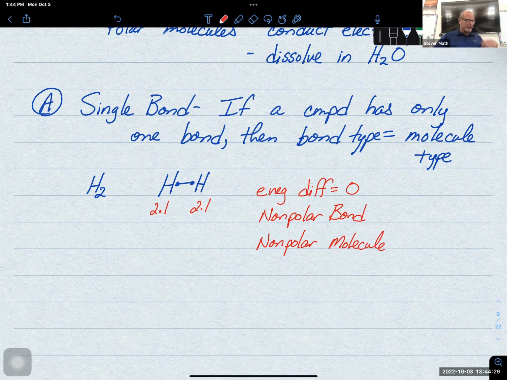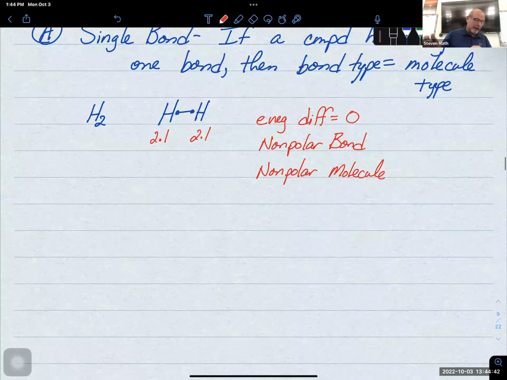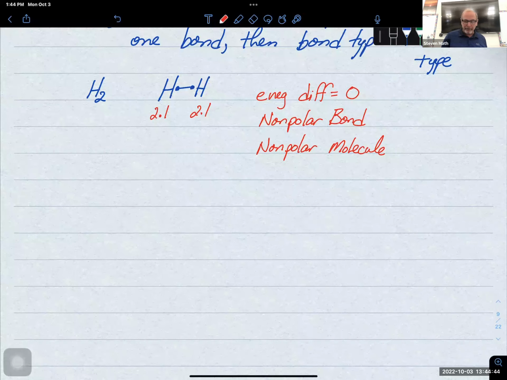So this isn't going to conduct electricity. This isn't going to dissolve in water. This isn't going to exhibit any of those polar characteristics. This is nonpolar. Now let's look at another molecule. It's going to be a wee bit different here. If we grab now, instead of H2, let's grab HCl.